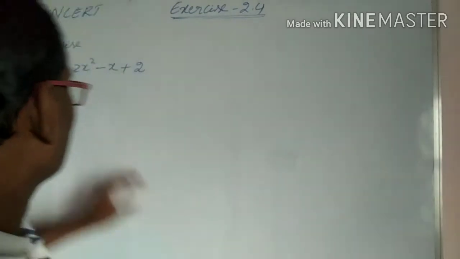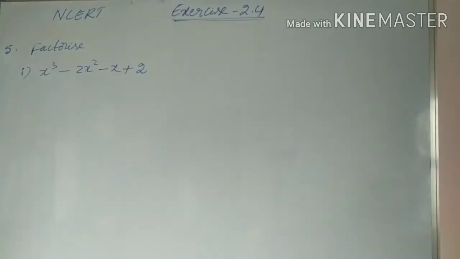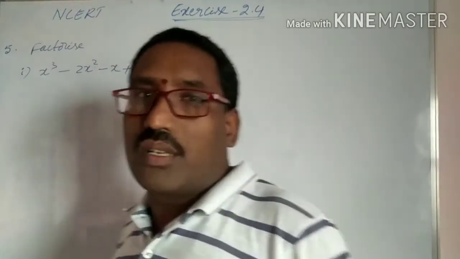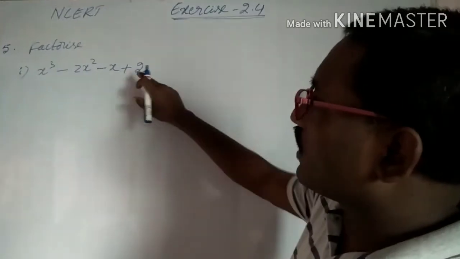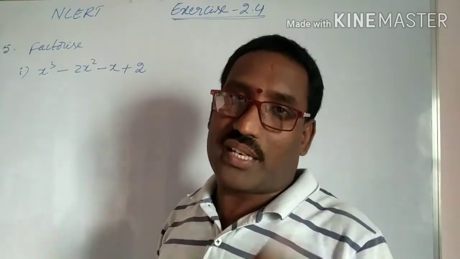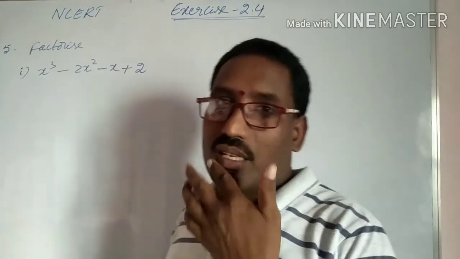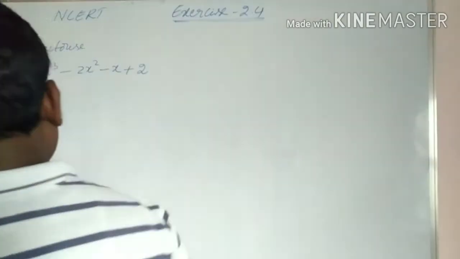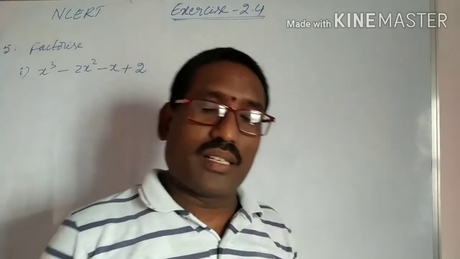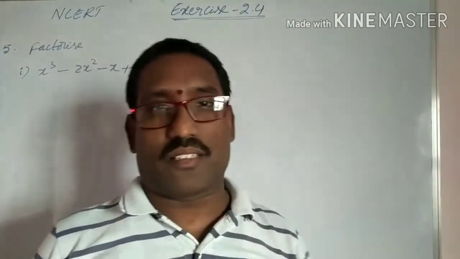See, generally, this is a cubic polynomial. Before, we had the quadratic polynomial; a third degree polynomial is called a cubic polynomial. In a cubic polynomial, how many factors are possible? At most 3 factors will come. Quadratic polynomial, 2 factors. Here 3 factors. How to find the 3 factors? First, by using the trial and error method, you find one factor.